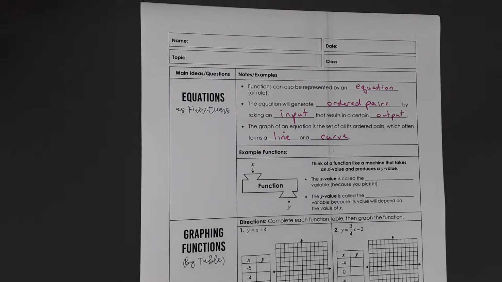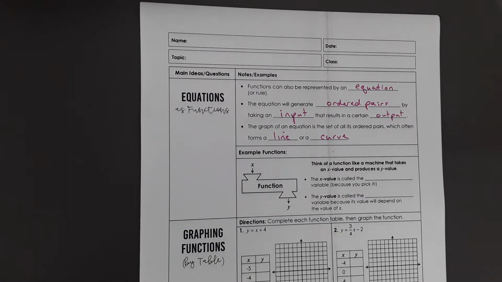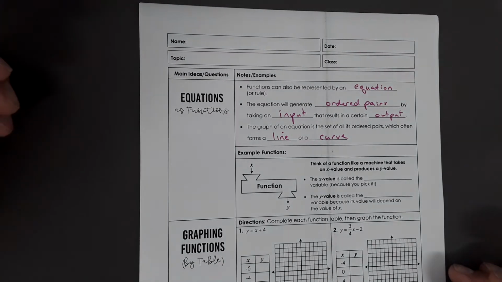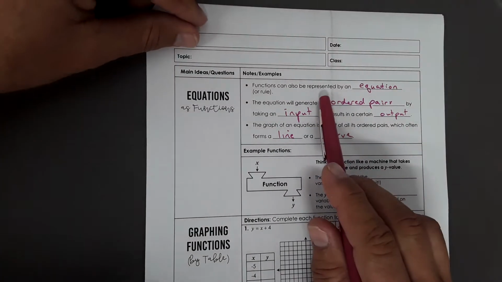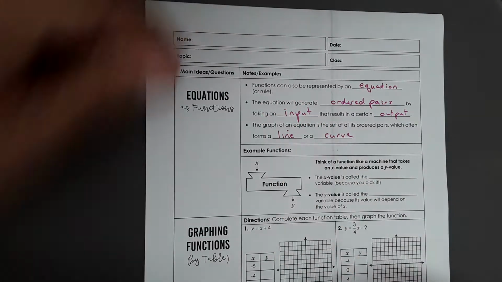Okay, in the previous lesson we talked about relations, which was any set of ordered pairs, and then functions, which were special relations in which the x numbers never repeated themselves. Functions can be represented by ordered pairs or the mapping diagram that we saw, or a table or a graph, but functions can also be represented by an equation, sometimes called a rule.